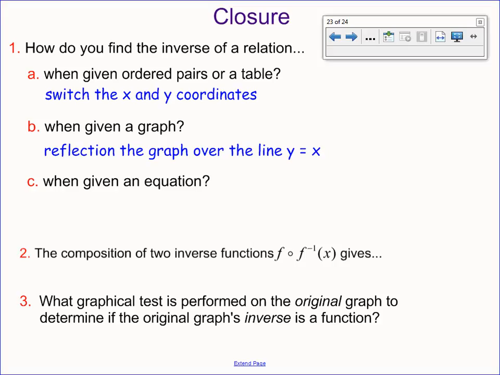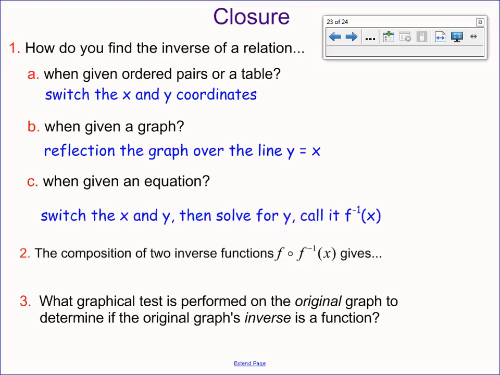What happens if we're given an equation? So what do you do to find the inverse of a relation when given an equation? Cody? Switch the x and y, and then solve for y. Absolutely. So we'll rewrite the original with x's and y's, switch the x and y in the equation, solve for the new y, and call it f inverse. So that's a four-step process.